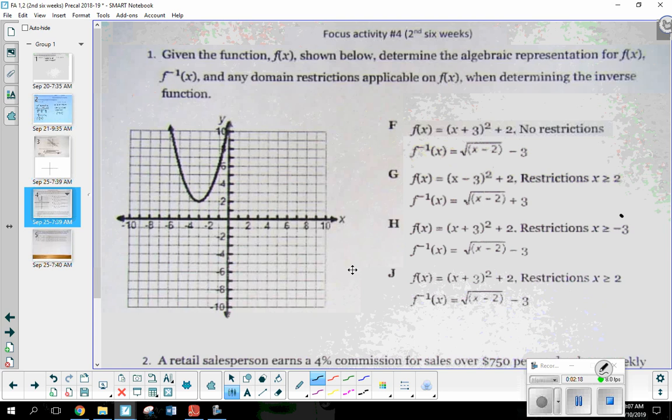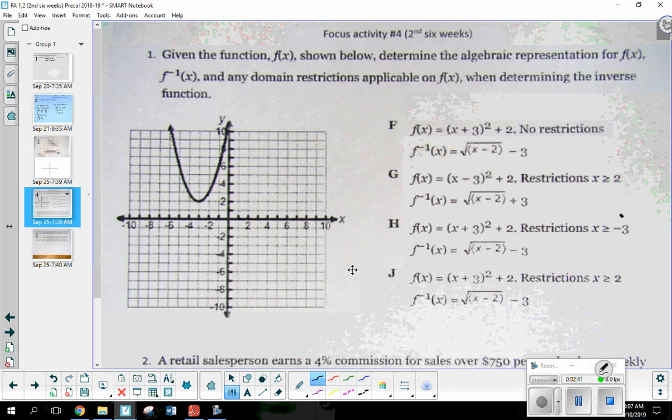Excuse me. All right, so given the function f of x shown below, determine the algebraic representation for f of x, find its inverse, and any domain restrictions applicable on f of x when determining the inverse function. Okay, well, before we even go ahead and find the inverse function, if there is one right now, let's go ahead and take a look at my graph.